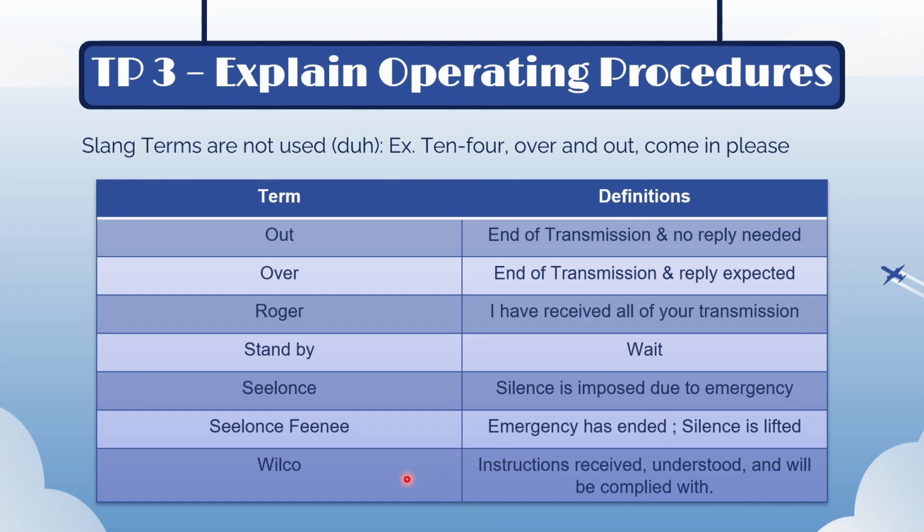Next up, you've got Wilco. Wilco is basically instructions received, understood, and will be complied with. Wilco is short for will comply, so you can remember it like that.